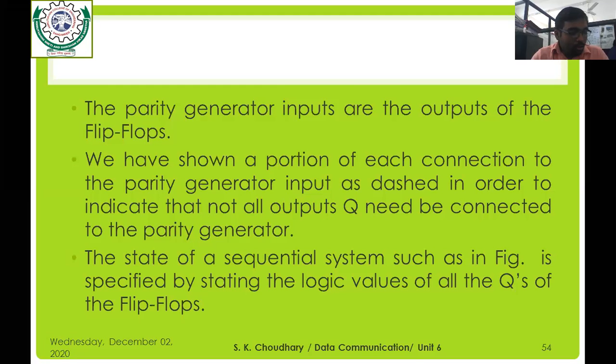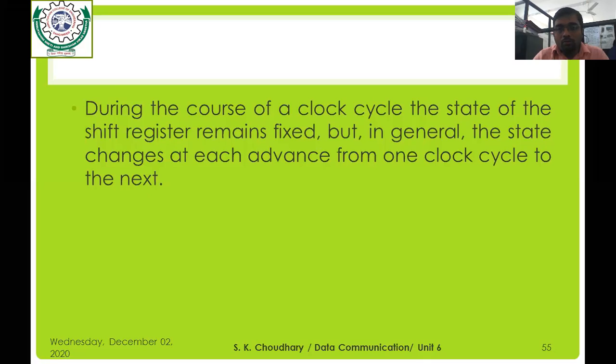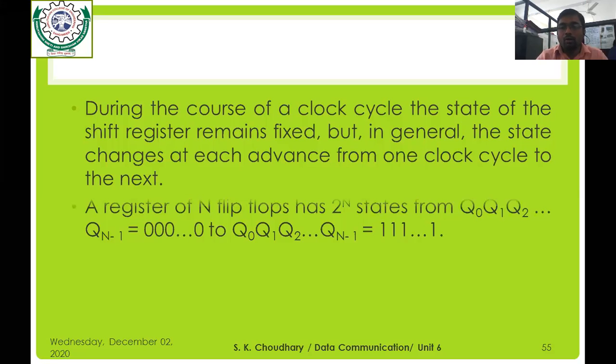So the state of the sequential system shown in the diagram is specified by stating the logic value of all Q's of the flip-flops, and during the course of a clock cycle, the state of the shift register remains fixed. But in general, the state changes at every advance from one clock cycle to the next. During one clock cycle it remains fixed, but when it shifts to the next clock cycle, it changes.